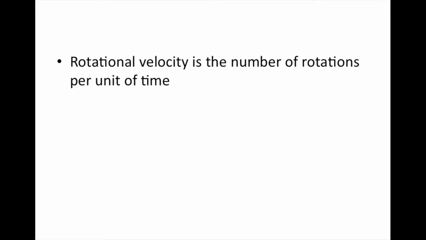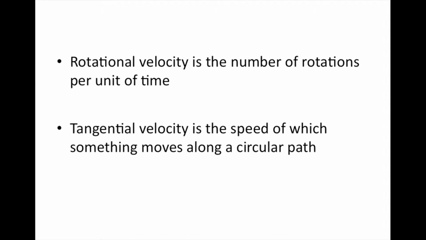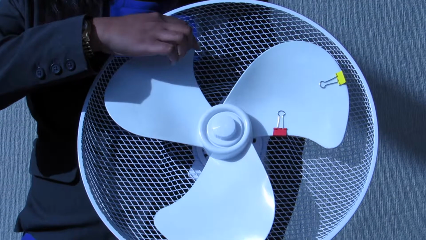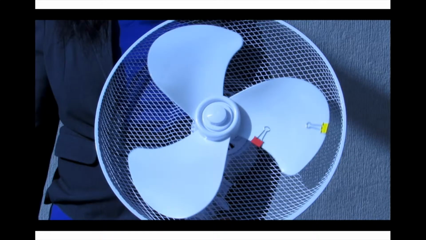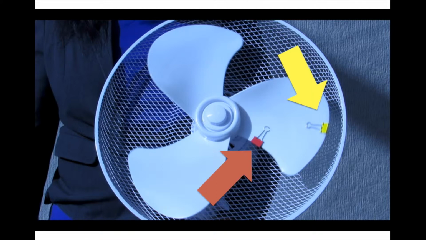Rotational velocity is the number of rotations per unit of time. Tangential velocity is the speed at which something moves along a circular path. For example, when a circular path is made, the object closer to the axis of rotation, or the center, in this case the red binder clip, will have a slower tangential velocity than an object farther from the axis of rotation, like the yellow binder clip.